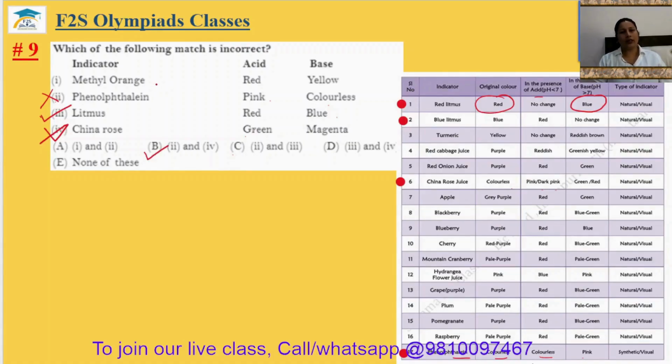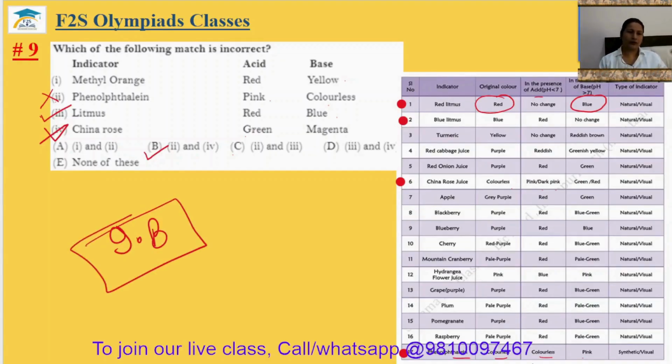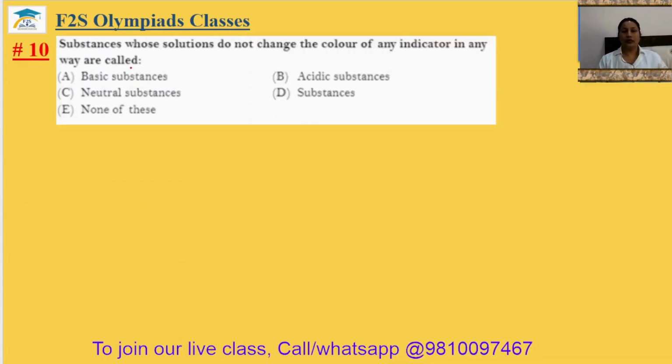And for methyl orange, in the acid it will be red, and in the base it will be yellow only. You have already seen this in the earlier question. So that's why we will just go with option B. Ninth answer is option B.